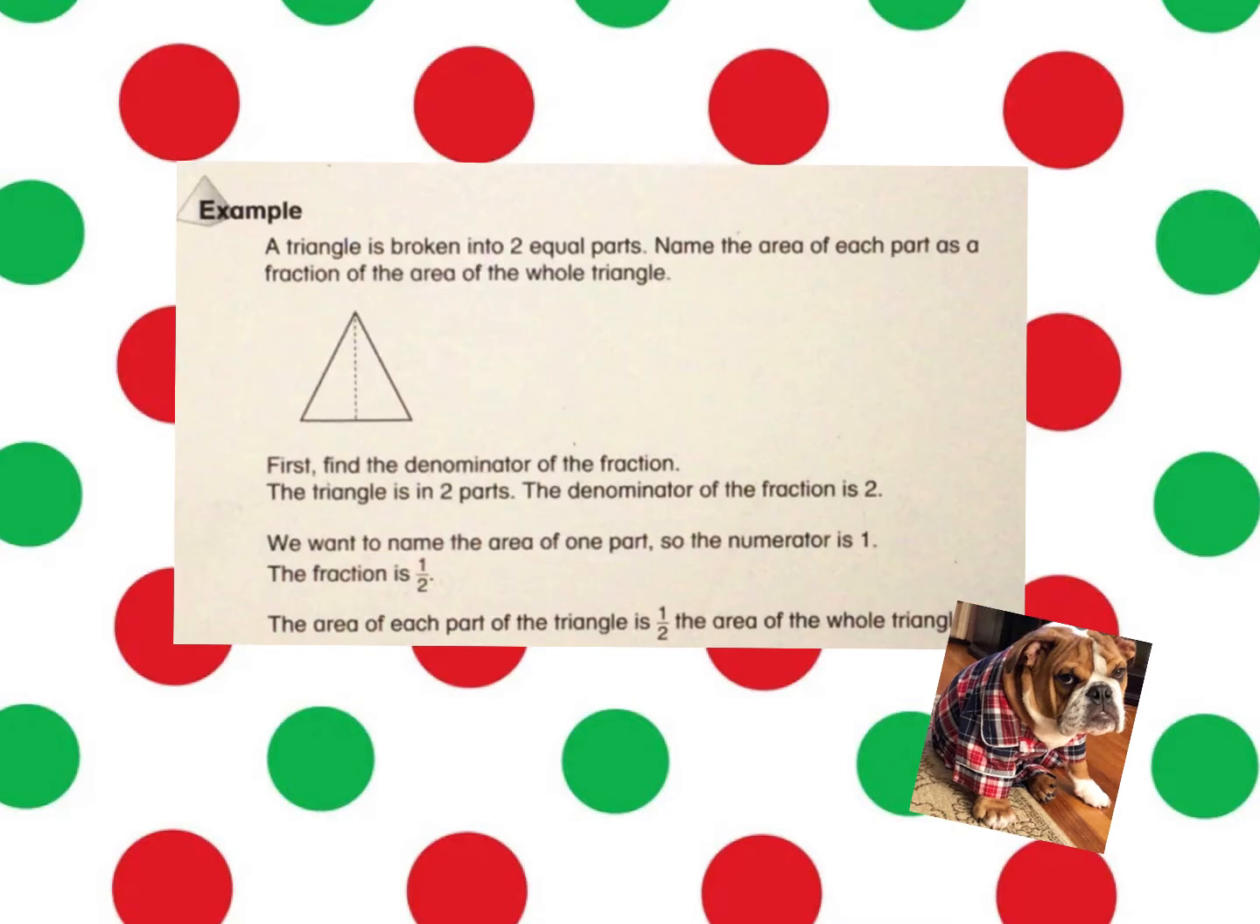For example, a triangle is broken into 2 equal parts. Name the area of each part as a fraction of the area of the whole triangle. So first, we have to find the denominator of the fraction. The triangle is in 2 parts, so the denominator of the fraction is 2. We want to name the area of one part, so the numerator is going to be 1 because we're talking about one part. The key word is each right there. So name the area of each part as a fraction of the area of the whole triangle, and so it would be 1/2.